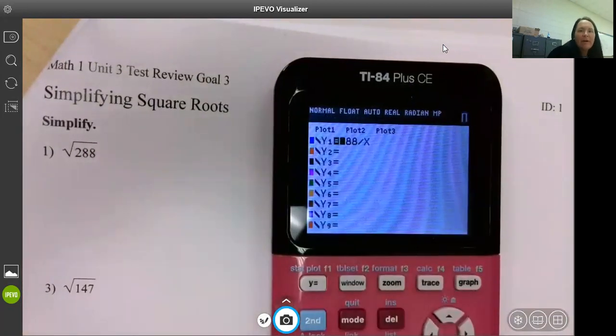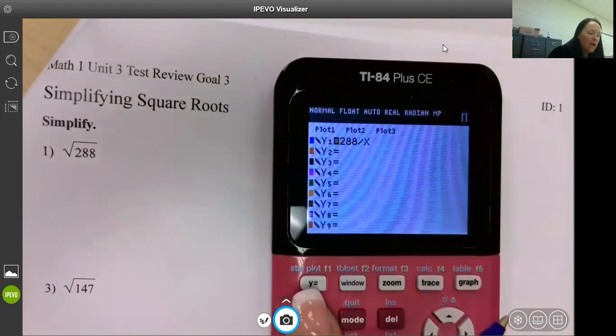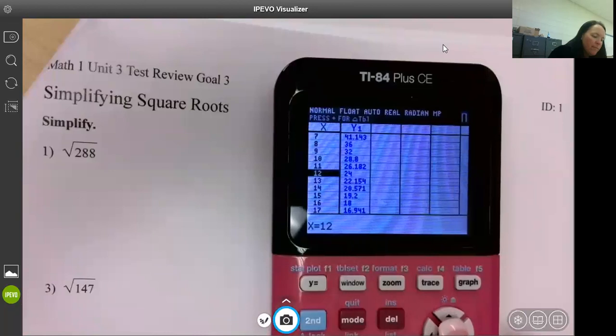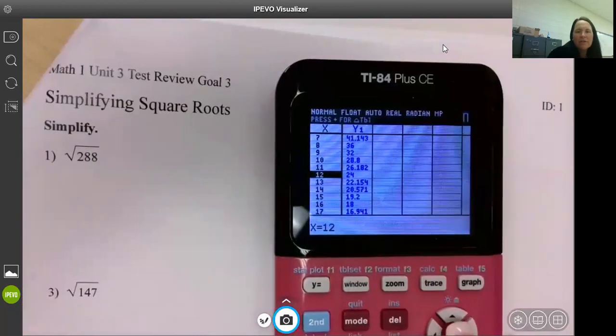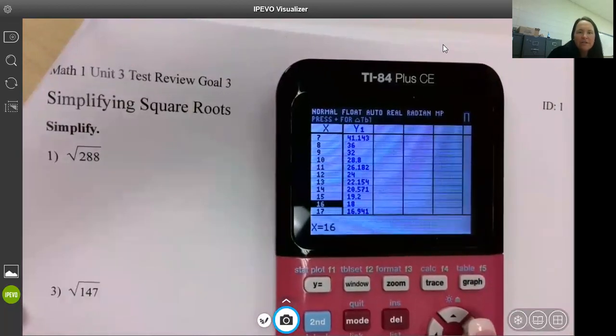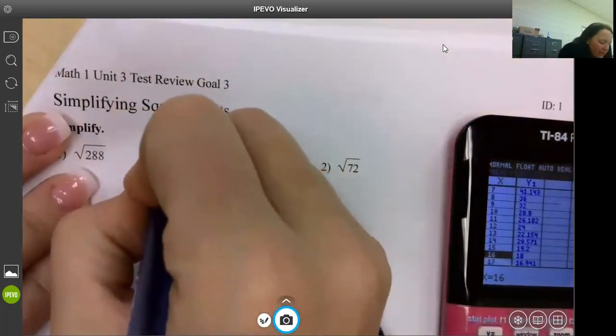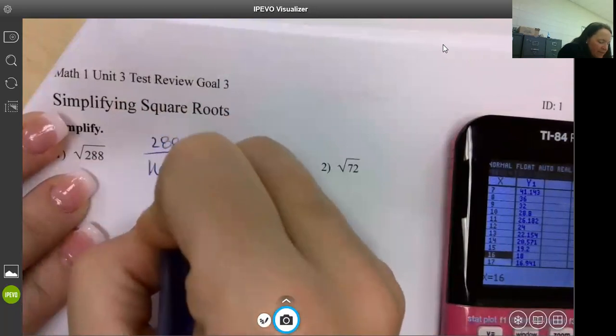So 288 divided by x in your y1. Second graph to get your factors, and you can choose any that you want. I'm going to choose 16 and 18. So 288 is 16 and 18.